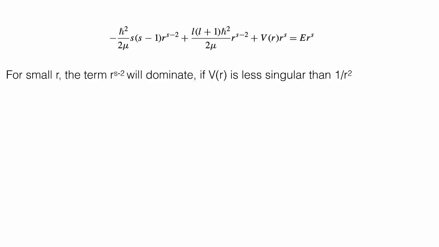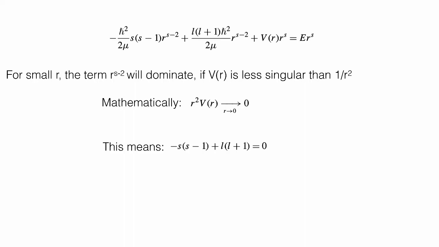And of course, v of r will always be negligible compared to 1 over r squared. That's what we said before. So in other words, we suppose that r squared v of r will go to 0, because we said that v of r is a regular potential. In other words, the fastest that v of r can decay is 1 over r squared. So we're in good shape.